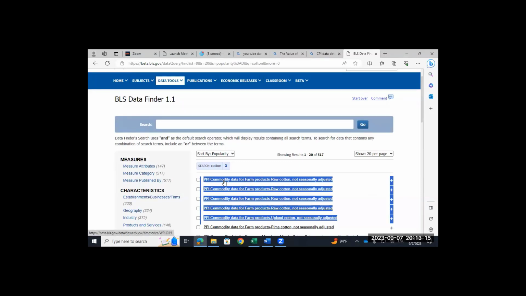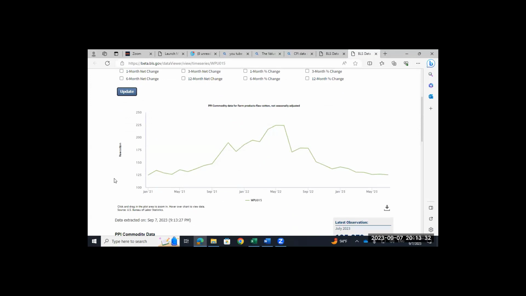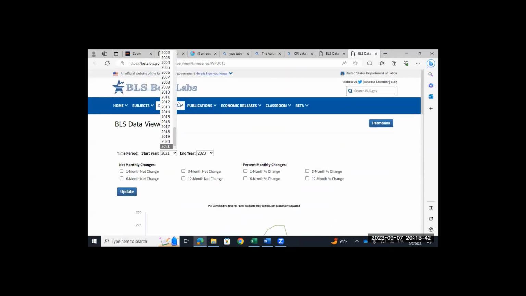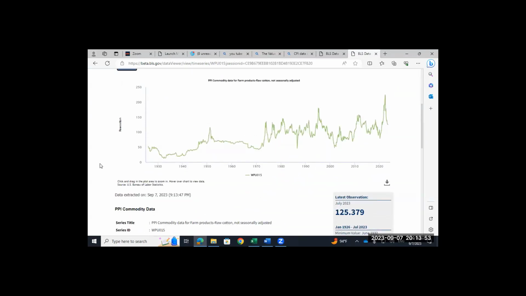So here's PPI, commodity data for farm products, raw cotton, not seasonally adjusted. Do you want it seasonally adjusted or not? I would say you probably don't need it because you're probably going to show annual data anyway. So there it is. There's cotton prices back to 2021. Can you go further back? You probably can. I don't know. We can see how far it will let us go. So there it is, back to 1930. Wow, that's pretty impressive. It's pretty sideways. So commodity data, farm product, cotton, not seasonally adjusted.